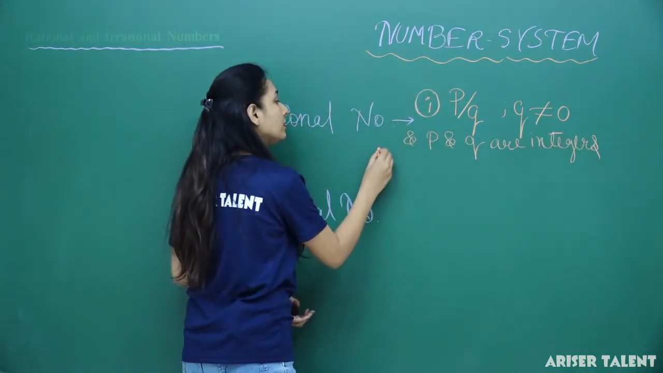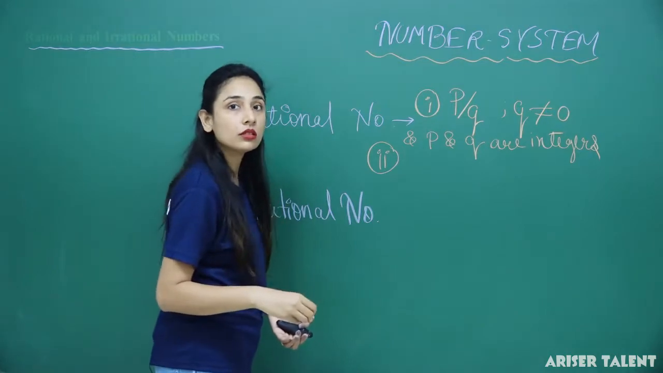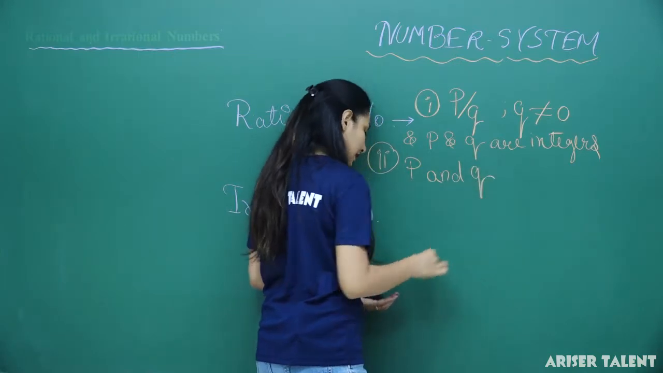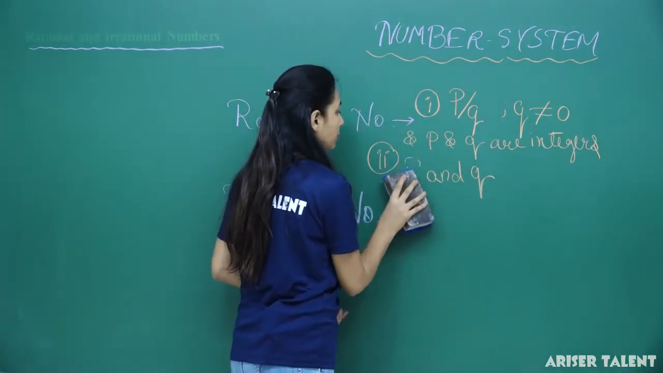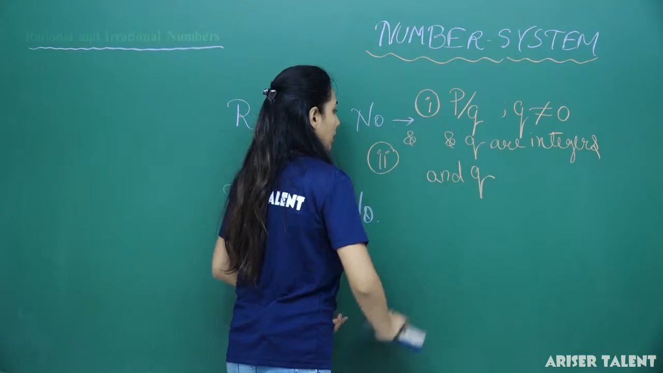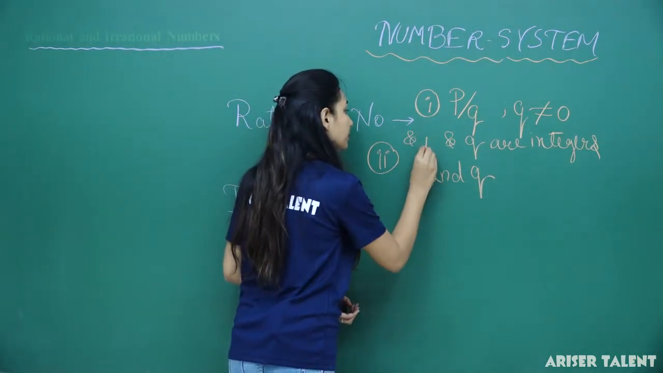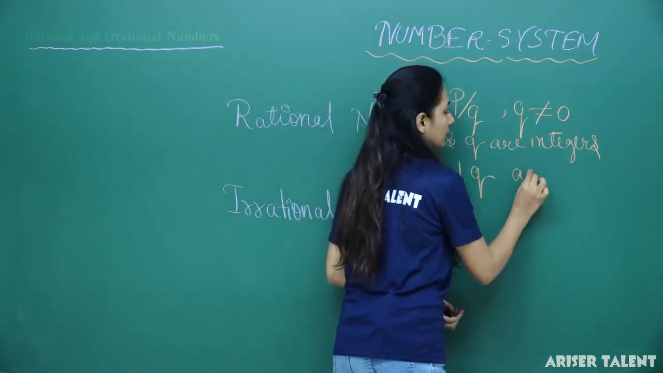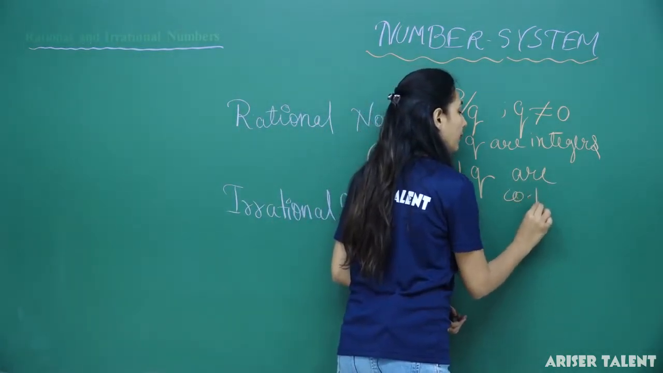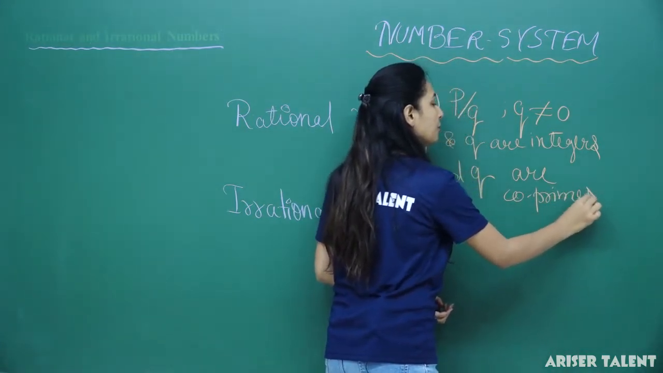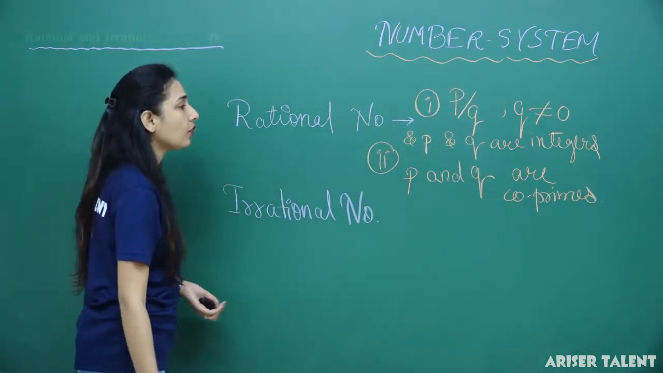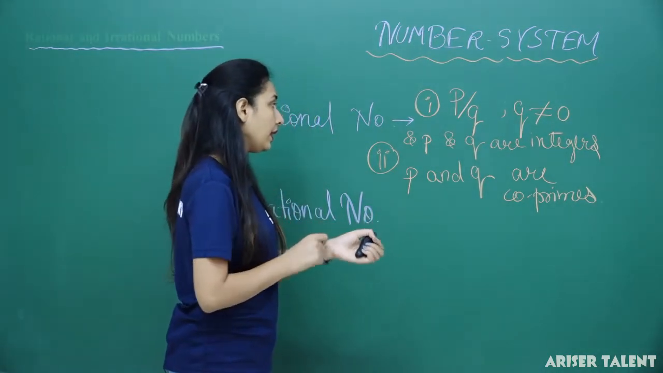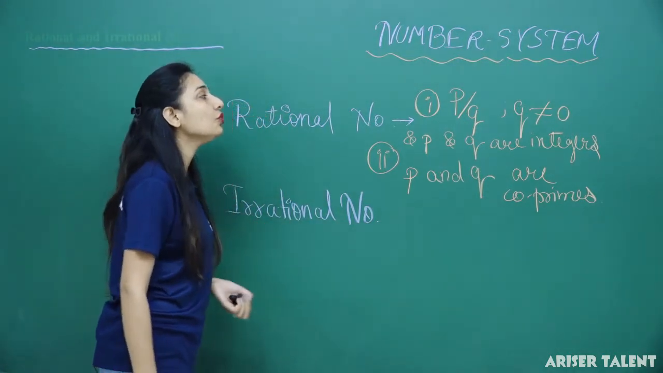This was the very first thing, and the second thing was P and Q, and this is small p, right. So, P and Q are co-primes. Understood the meaning of co-primes? That means these numbers will not have any common factor other than 1, okay. So, these are the two conditions.